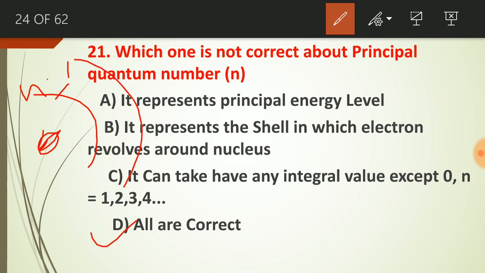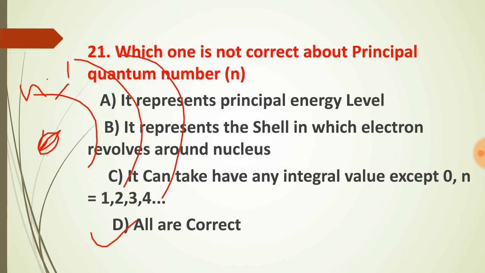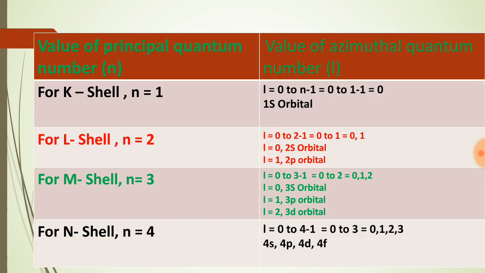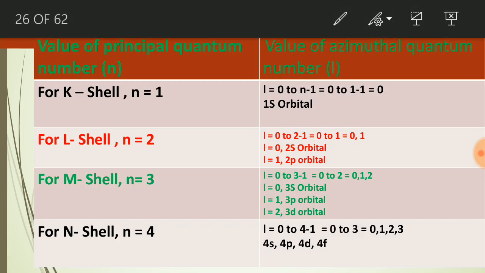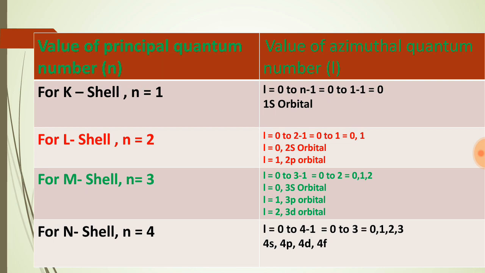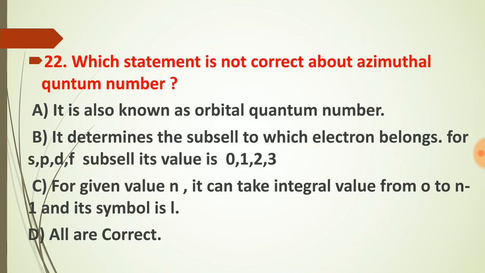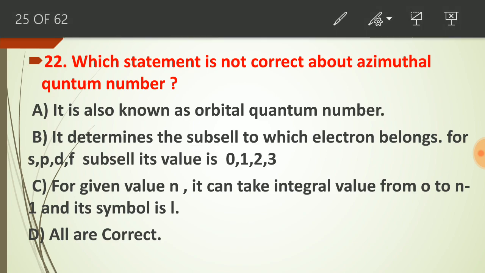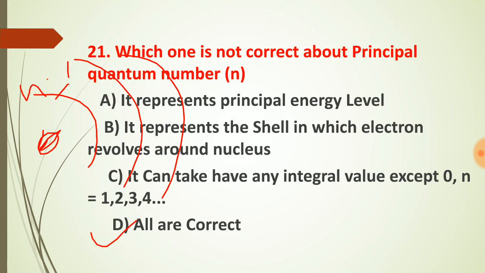And another is n is equal to 2. Another is n is equal to 3. By knowing the principal quantum number, we know how far the electron is from the nucleus, and it gives K, L, M, N shell. Now I have made a table here as well. Principal quantum number means in K shell its value is 1, in L shell its value is 2, and so on. Now for question number 21, our correct answer is D.